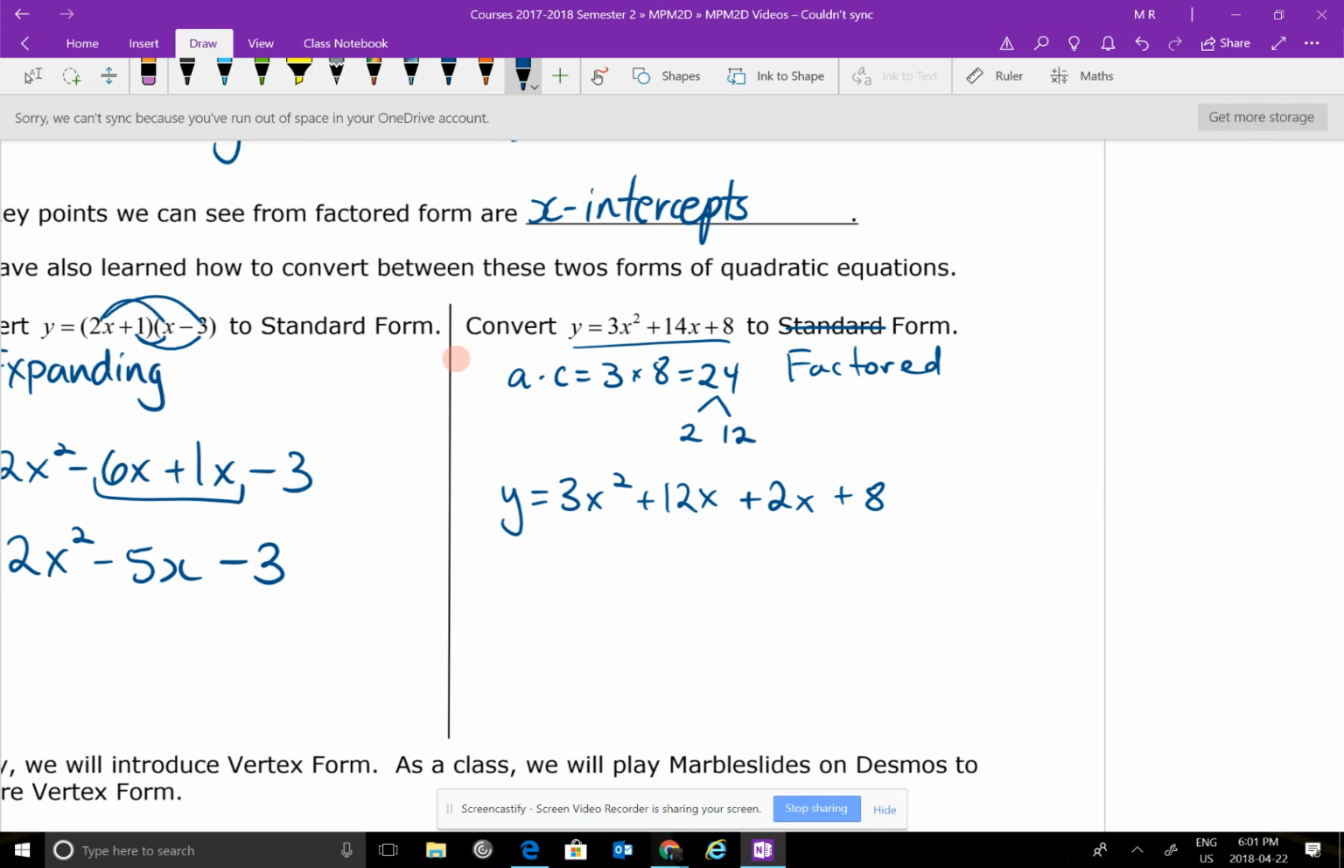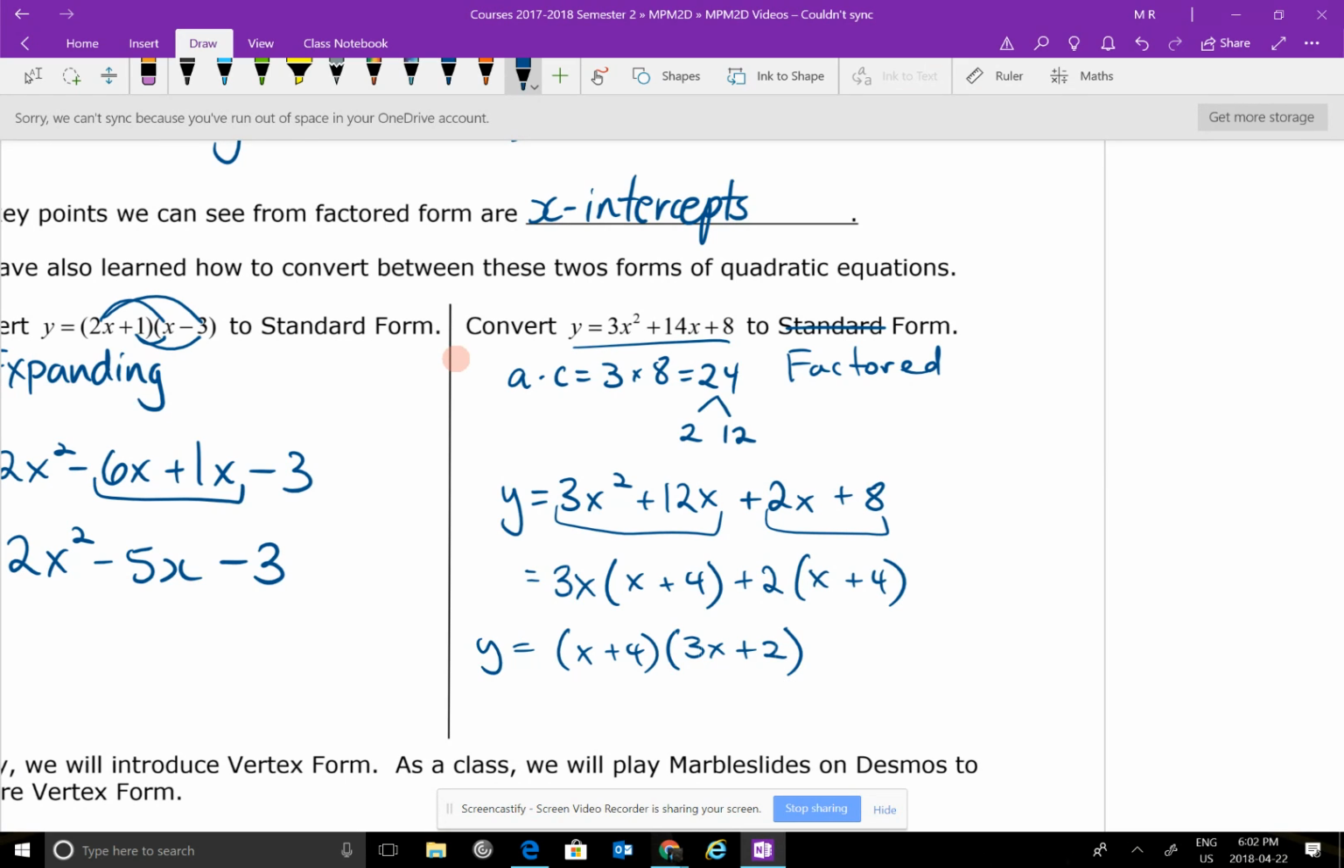Now that we have four terms in our quadratic, we're going to group them and factor the common factor from each pair of terms. The common factor in the first pair is 3x, leaving me with x plus 4. The common factor in the other two terms is plus 2, leaving me with x plus 4. Then we have a common bracket, x plus 4, as the common factor. So factor that out, create some brackets and write down the leftovers, 3x and plus 2. And there's our factored form.